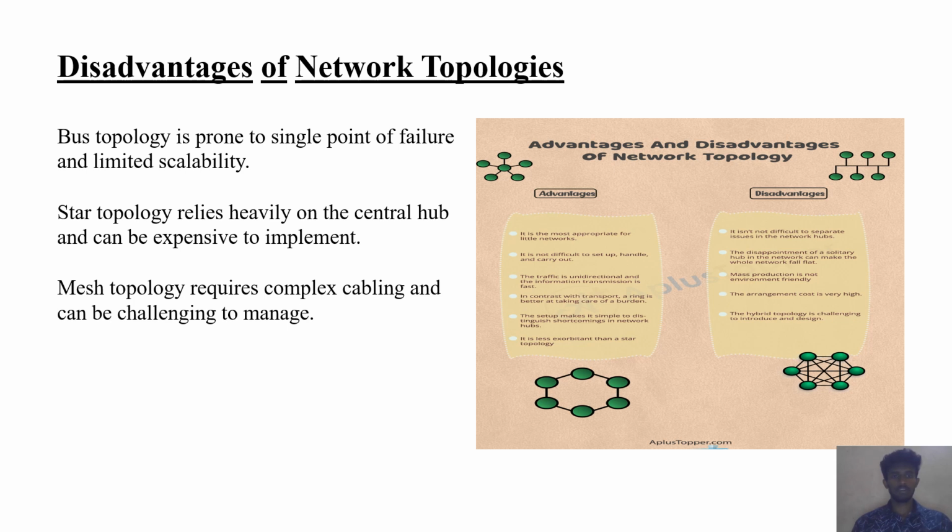The next one is the disadvantages of network topologies. The bus topology is prone to a single point of failure and has limited scalability. The star topology relies heavily on the central hub, and it can be expensive to implement. The mesh topology requires complex cabling and can be challenging to manage.